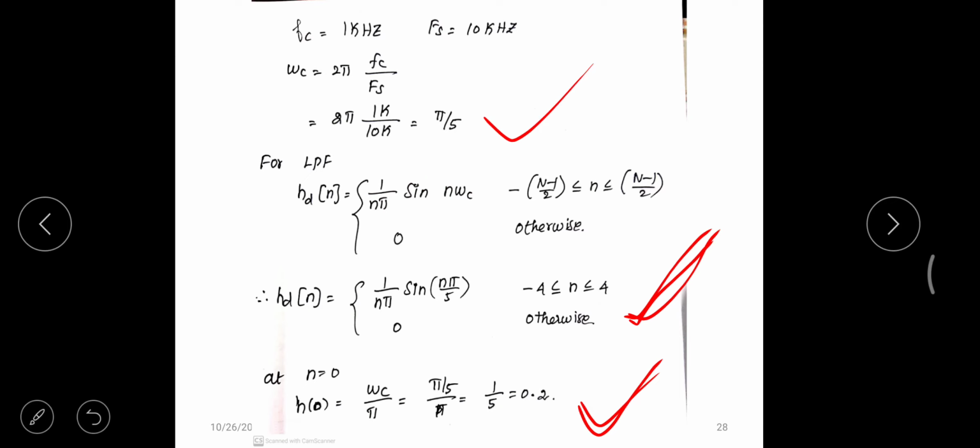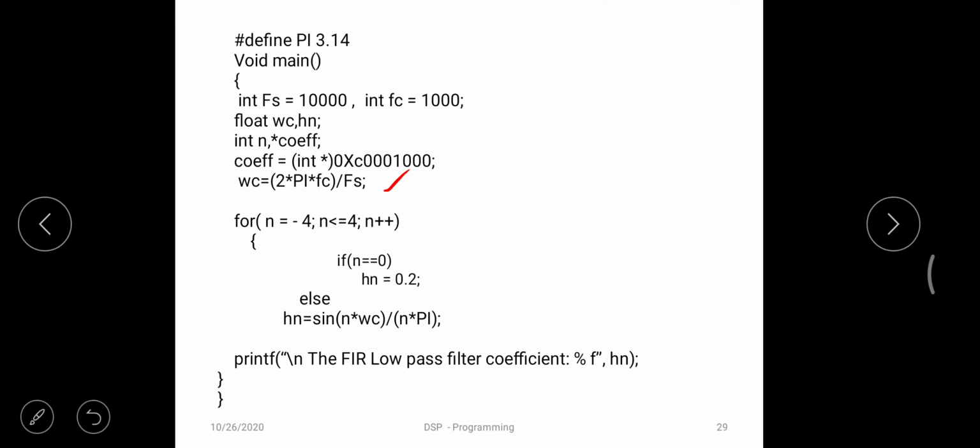Okay, the next step is I have to define ht of n. So ht of n, for n equal to 0, it is different. For values of minus 4 to plus 4 except 0, the value is different. So I am going to take the for loop, n is equal to minus 4 till plus 4. This for loop will be repeated 9 times, starting from minus 4 ending with plus 4. Then I am entering into the loop.